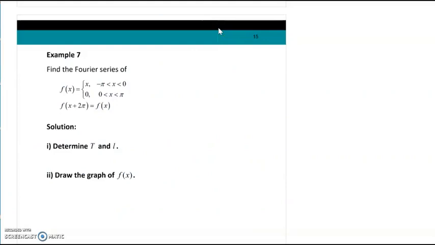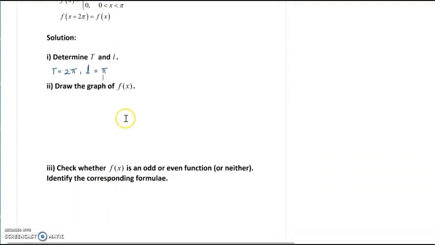Example 7: we have f(x) equals x and also 0, and given f(x) plus 2 pi equals f(x). First of all, from the given function, we know that the period T is 2 pi, and L is 2 pi over 2, so L is pi. Then we draw the graph of f(x) to see what kind of f(x) we have: either even, odd, or neither.